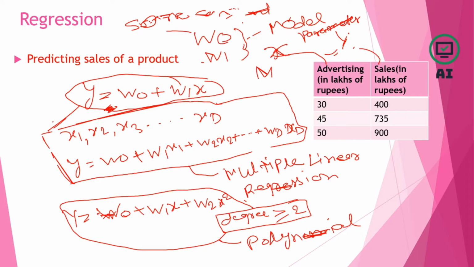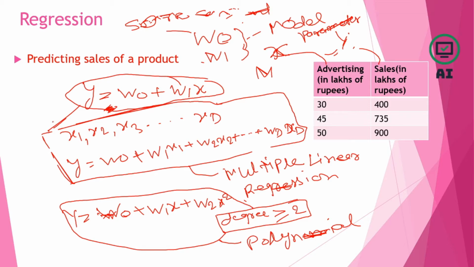We will see in the next couple of videos how to find the optimal w0 and w1 by making use of the training data. If we find the best possible w0 and w1, then we can easily predict the sales if the money put on advertisement is, say, perhaps 45 lakh. Building the model this way is called a linear regression model, and the resultant regression is called linear regression.